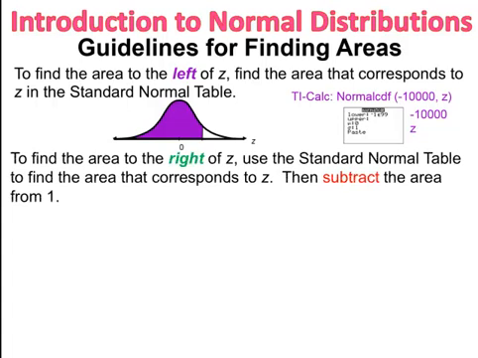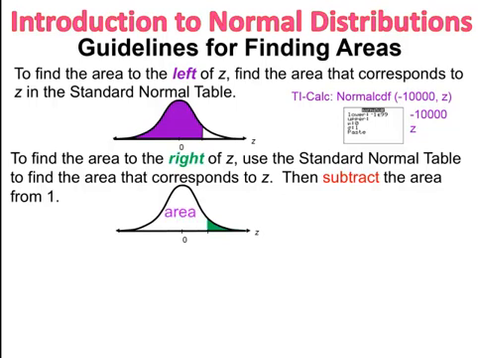When you have to find the area to the right of the z-score, and you're using the standard normal table, to find the area that corresponds to the z, you're going to have to subtract the area you find from 1, because the standard normal table always gives you the area based on the left. So when you're finding the area for a z-value, it's based on the left, and you want the area to the right. The only way to get that is to subtract it from 1. So that's important to remember if you're using the table.